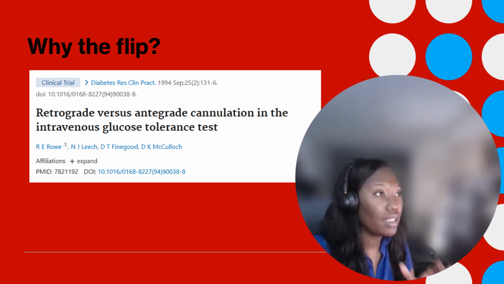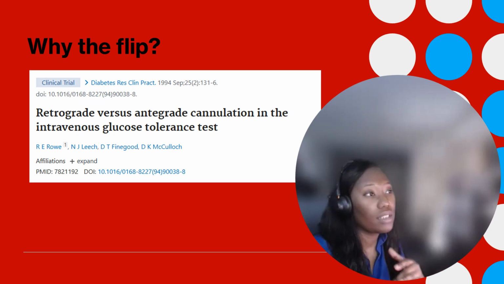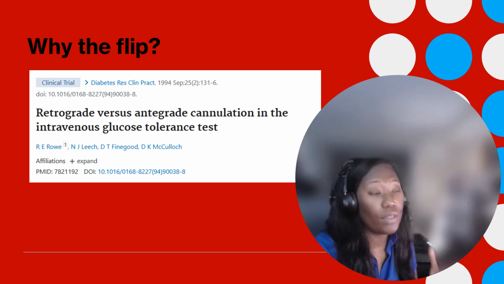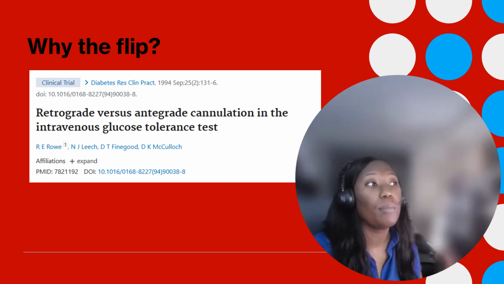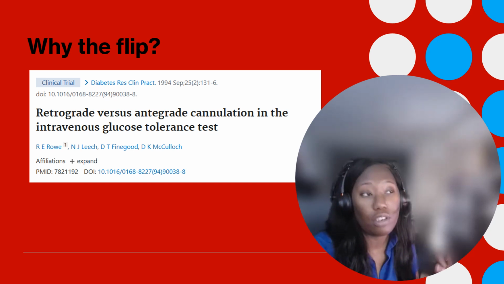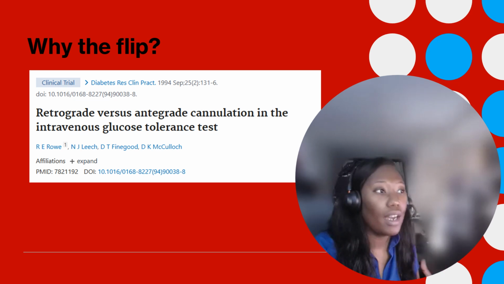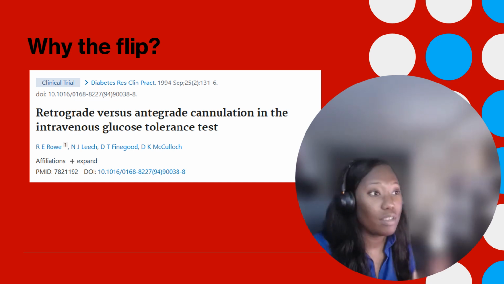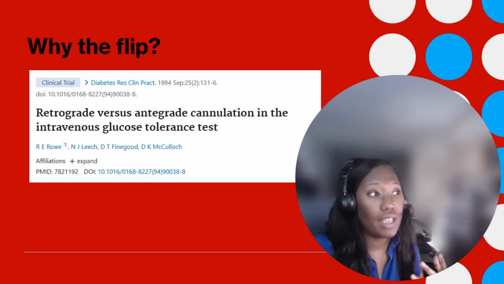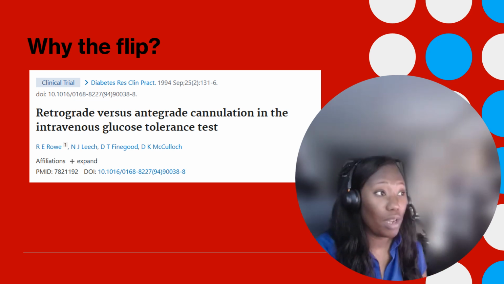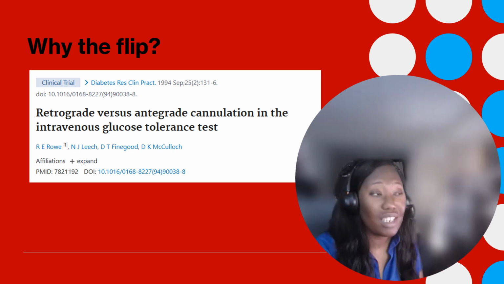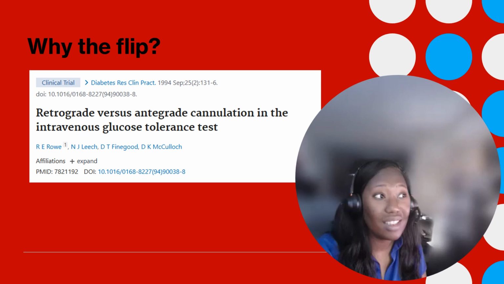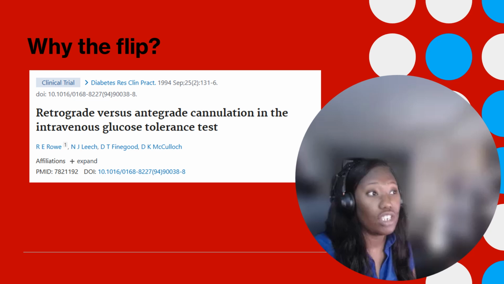Now, this last clinical trial, or last study, was a study to determine if drawing blood from the hand with a retrograde IV improves the consistency of the intravenous glucose tolerance test compared to drawing blood from an arm vein with a regularly placed antegrade catheter. Again, this was a very specific study, and they just compared the insulin response levels between the hand site and the arm site. And pretty much the conclusion that they had was there was no result. There was no difference in the consistency of the IVGTT results.